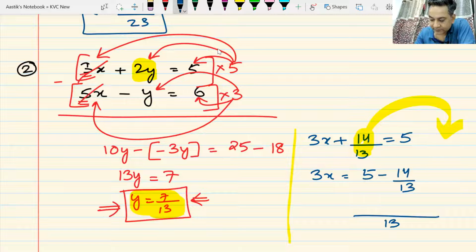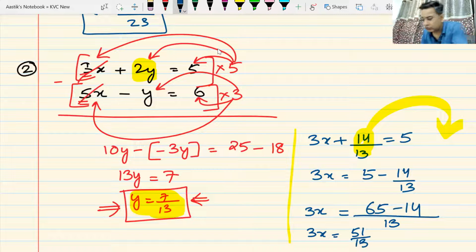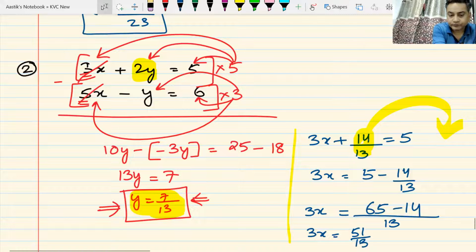Now I take the LCM. LCM is 13. 13 5s are 65. 65 minus 14 is equal to 3x. I hope everyone got this. So my 3x will become 65 minus 14, which is 51, so 51 by 13. Do we understand this? Yes or no? Now I can easily find out the value of x. I will take 3 on the left hand side.